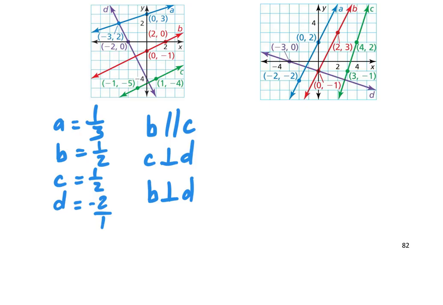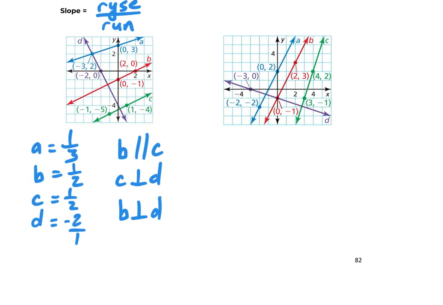That's one of those theorems that we talked about just the other day. If two lines are parallel to each other, then they're perpendicular to the same line. And so that's what we're using there. Okay, questions on that? Okay.